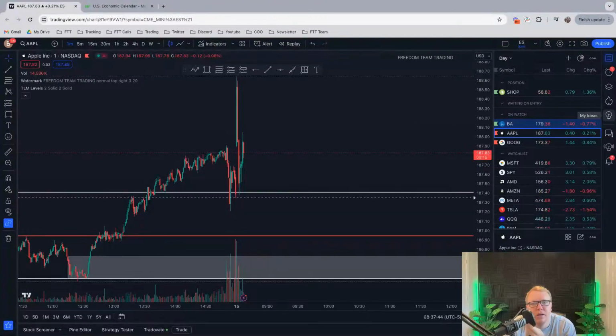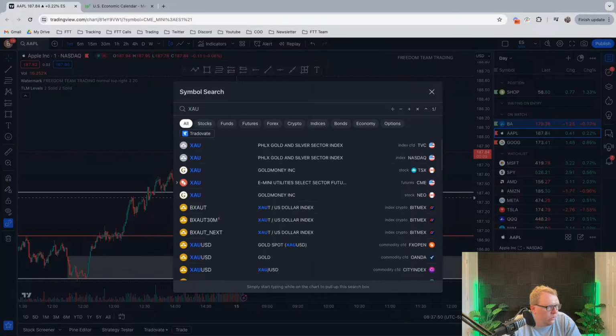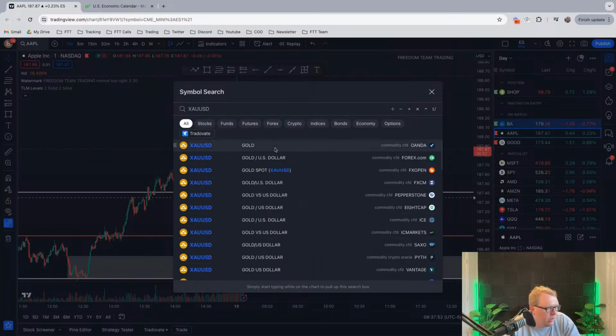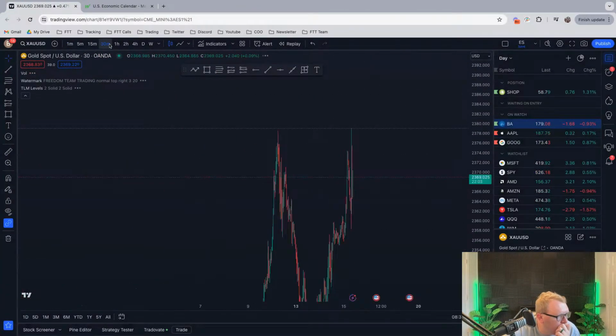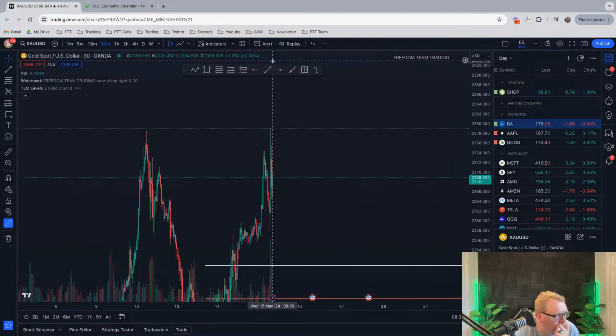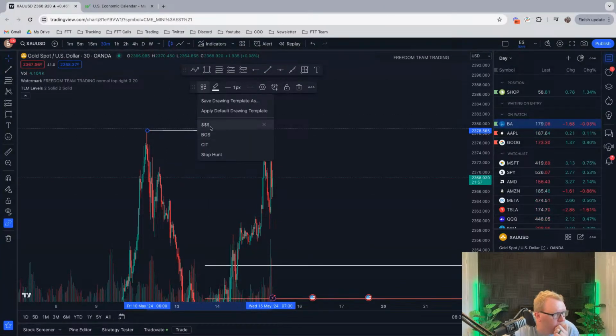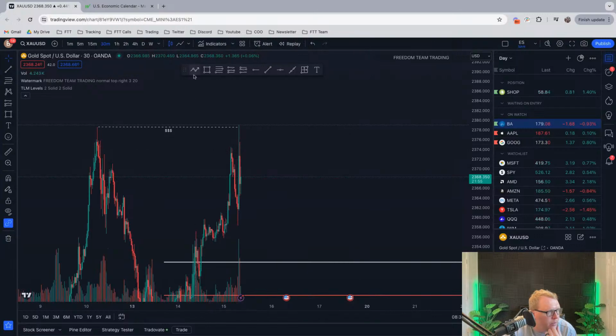So, view on XAU USD. Let's look at it. Oh, gold. Let's look at it. So, we kind of have equal highs here. That typically means price wants to go there. It's going to be seen as liquidity.